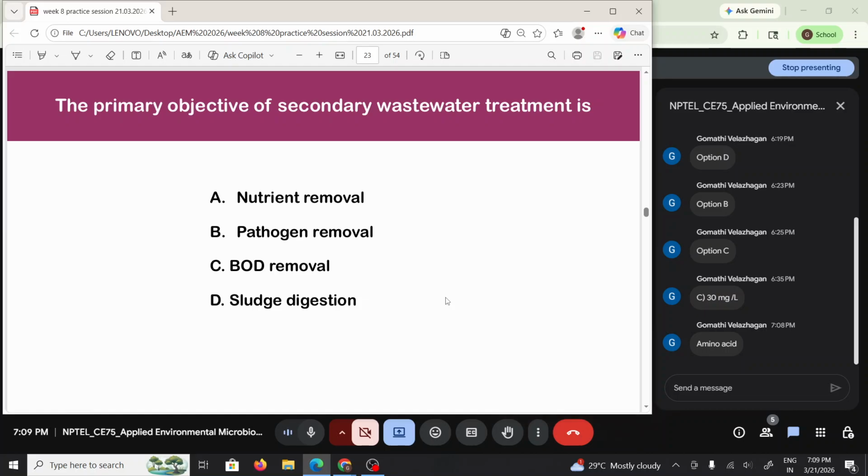Okay, so the primary objective of secondary wastewater treatment, I think we have seen this extensively. Which of the following is the primary objective of secondary wastewater treatment?